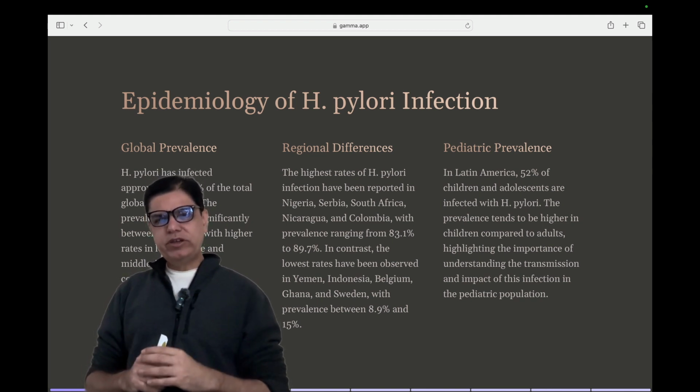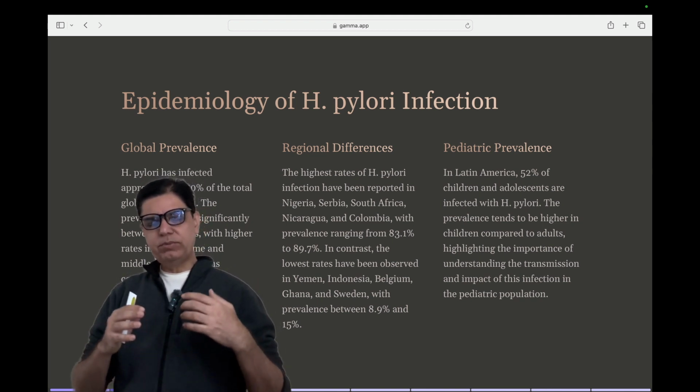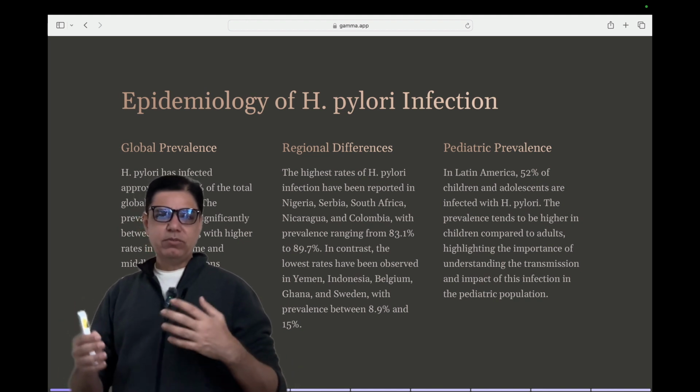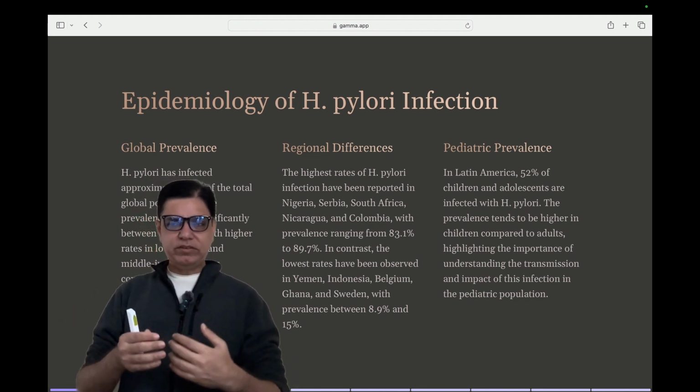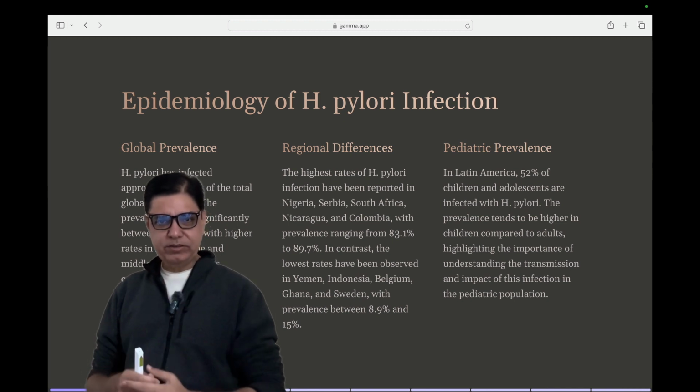But as I said, the prevalence is quite high, and this prevalence actually varies. It's not like this would be the prevalence in each and every country. Some of the high-income countries have low prevalence, and the low-income countries have high prevalence. So it has something to do with the socio-economic condition as well.